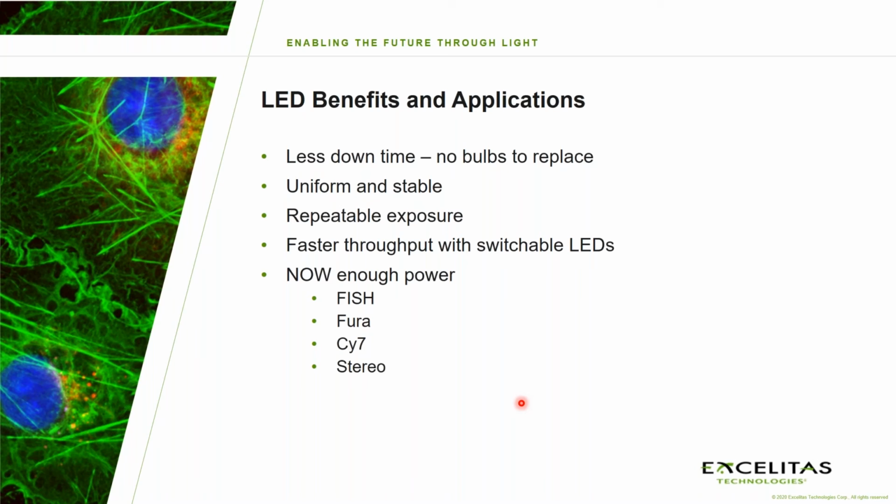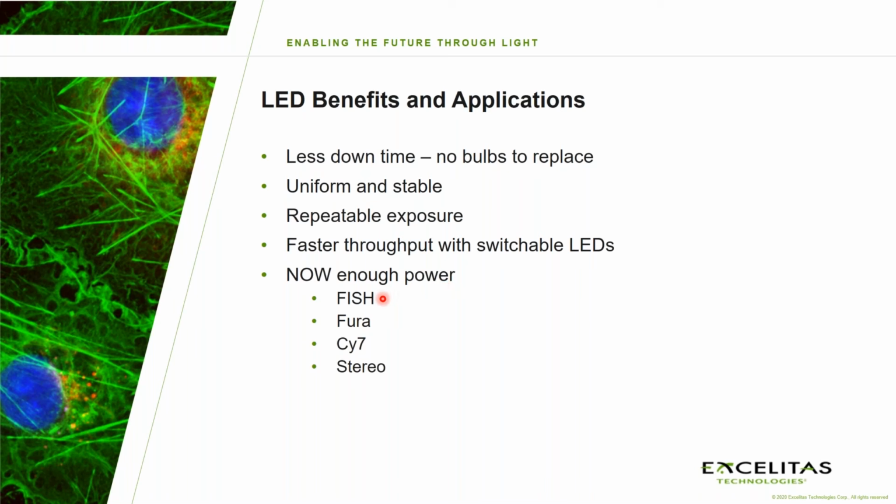I mentioned that if you have a switchable LED system, you would have faster throughput. Everybody wants that, but obviously with a switchable LED, there are different electronics, so it would cost a slight bit more. And LEDs have advanced to the point now where you do have enough power for FISH, which is fluorescence in situ hybridization, where you're labeling parts of DNA with a fluorophore and the signal is very low. So you need a very bright light source in order to excite these fluorophores and get a meaningful result.